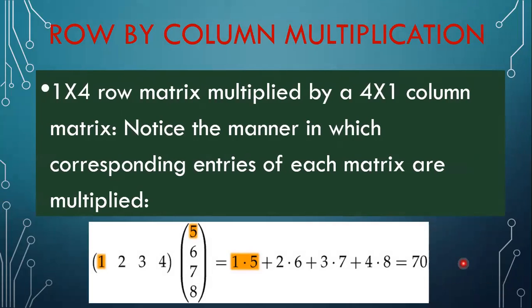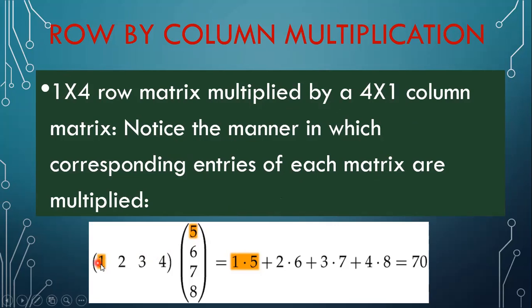Row by column multiplication. If we have a 1 by 4 row matrix, it has to be multiplied with a 4 by 1 matrix. You can see that the number of columns in the first matrix is equal to the number of rows in the second matrix, meaning that these two matrices can be multiplied, and the answer will be a 1 by 1 matrix.